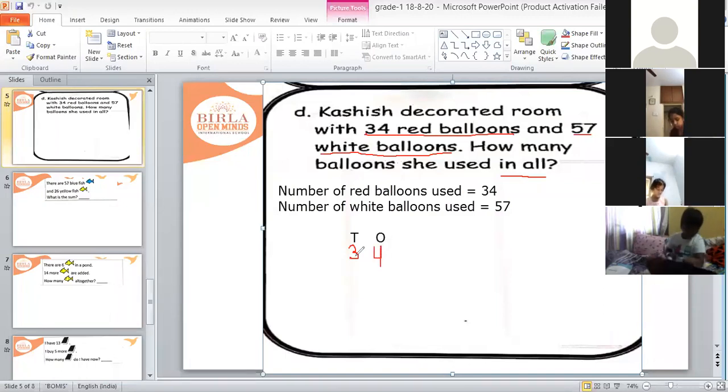Okay. Then your next number is 57. So again we'll write 5 here in tens place and 7 here in ones place. Okay. So we have to add these two numbers. So we'll put here a plus sign and then we'll start adding. Whenever we are adding two numbers, we always start adding the numbers in ones place first. So now 4 plus 7, how much?